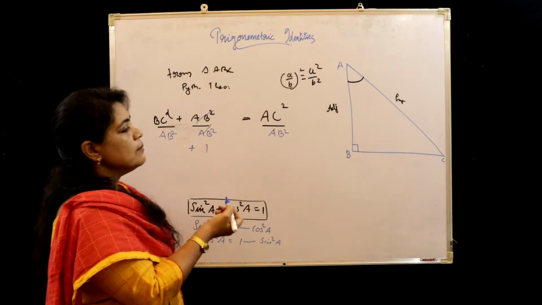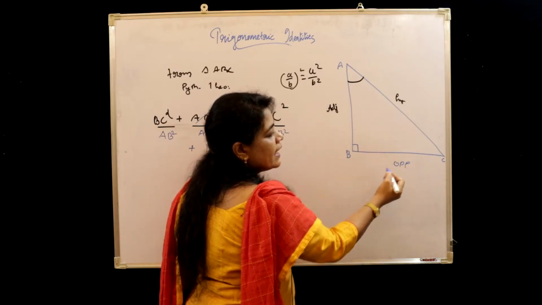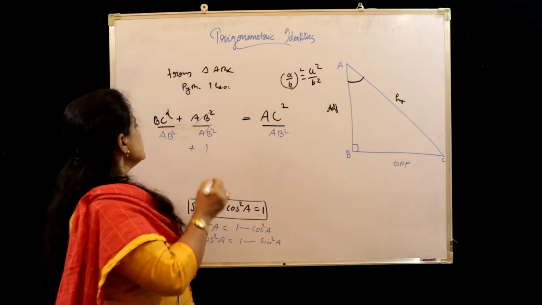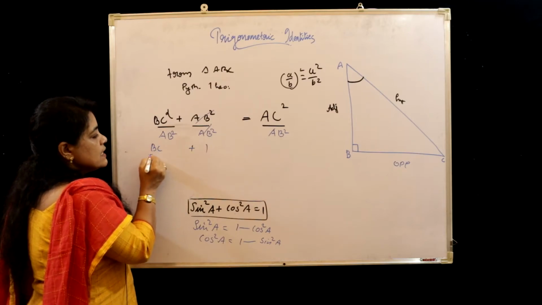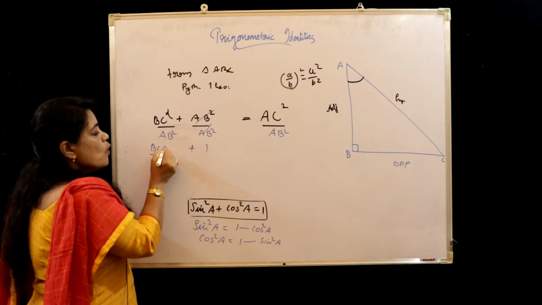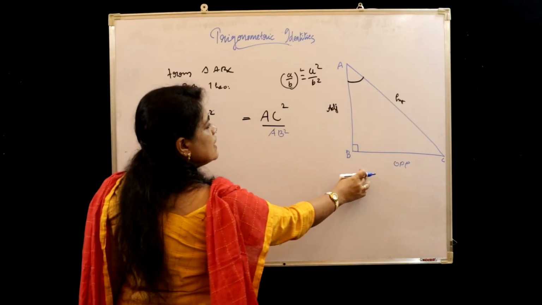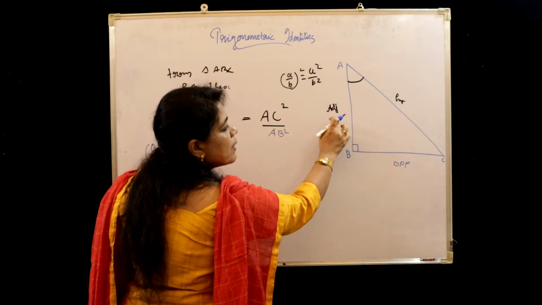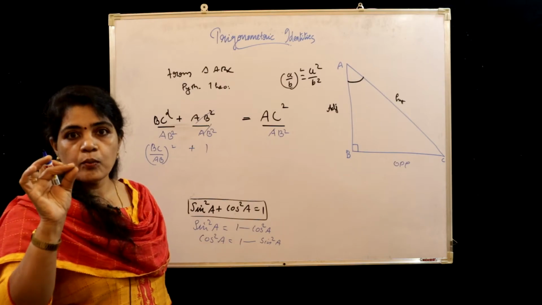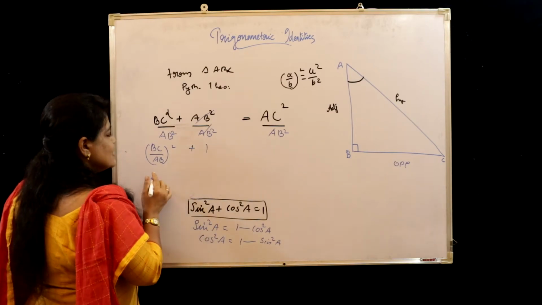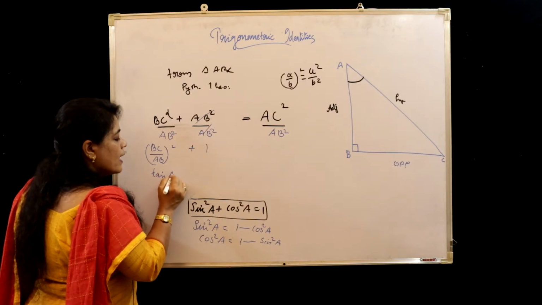What is BC by AB? Okay, this is the opposite side with respect to reference angle A. BC is the opposite side. See children, BC by AB. Can we write this as BC by AB whole square in order to get the ratio? So BC and AB, opposite by adjacent. What is that ratio? That is tan. Okay, opposite by adjacent is tan.